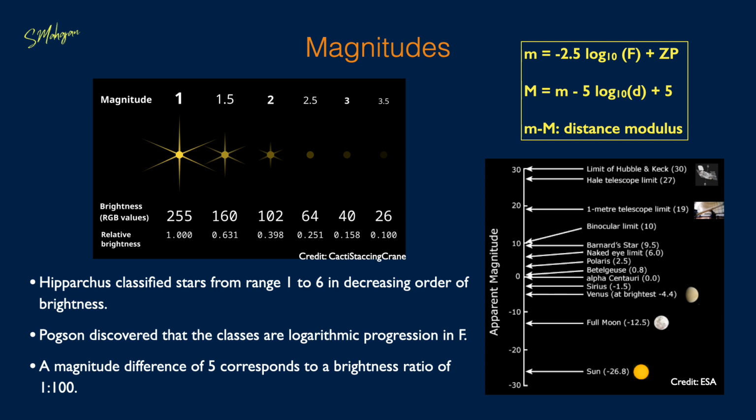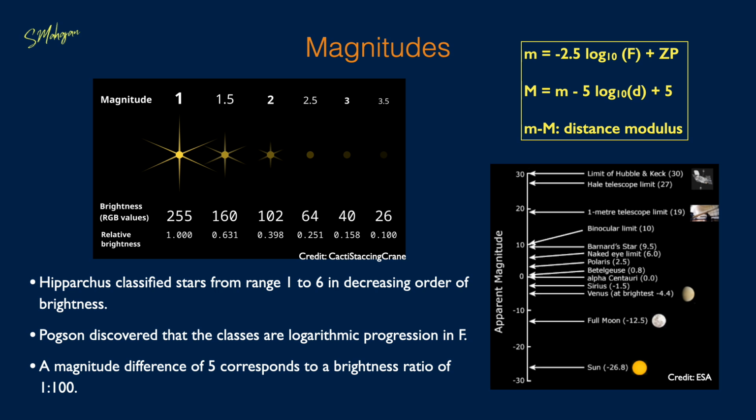The Sun has an apparent magnitude of minus 27, and Sirius, the brightest star visible in the night sky, a magnitude of minus 1.5 in the visible band. The evening star Venus at its brightest is around a magnitude of minus 5.